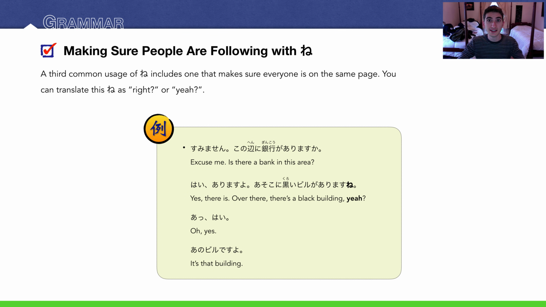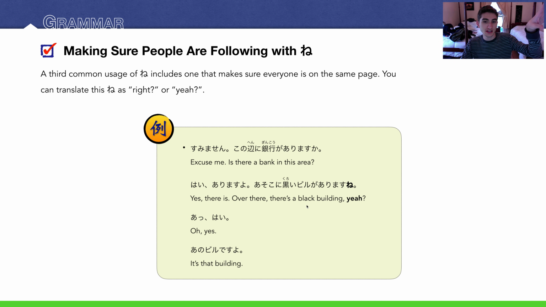Here's a big dialogue to really show you how this ne is used. すみません。この辺に、銀行がありますか？はい、ありますよ。あそこに黒いビルがありますね。あ、はい。あのビルですよ。Okay? So you'll notice the second person here, they were pointing out a building.